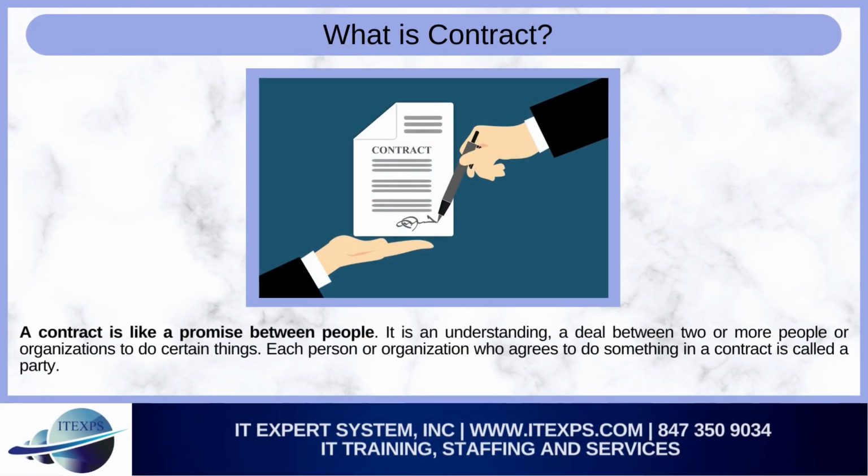What is a contract? A contract is like a promise between people. It is an understanding, a deal between two or more people or organizations to do certain things. Each person or organization who agrees to do something in a contract is called a party.